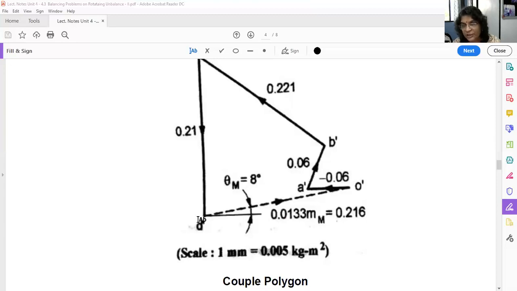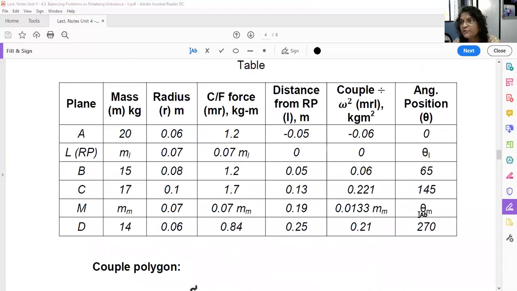So you draw this horizontal line, and from the positive x-axis, measure this angle. Okay, this is nothing but 8 degree. Understood? Now we got these two components, theta m also we got, mm also we got. So if you put the value of mm here, now your force component is known to you. Write down here 0.07 into whatever the weight mass you are getting.